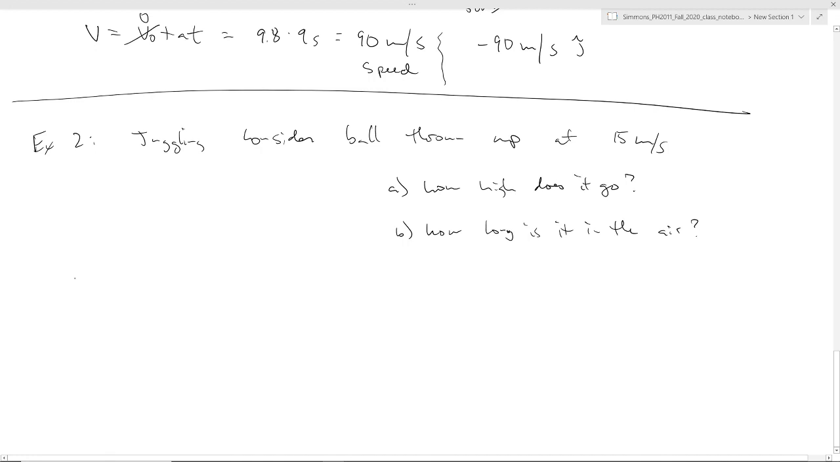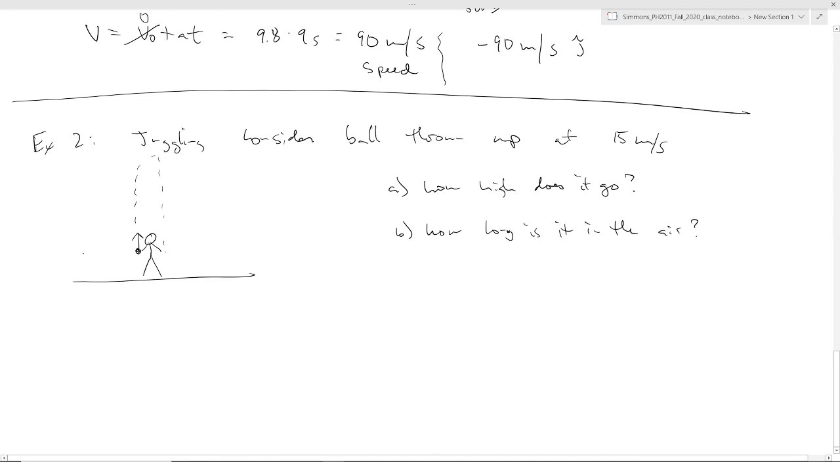And like we did before, let's give ourselves a little picture. So we've got a guy juggling. The ball goes up. Now, I'm going to do something.